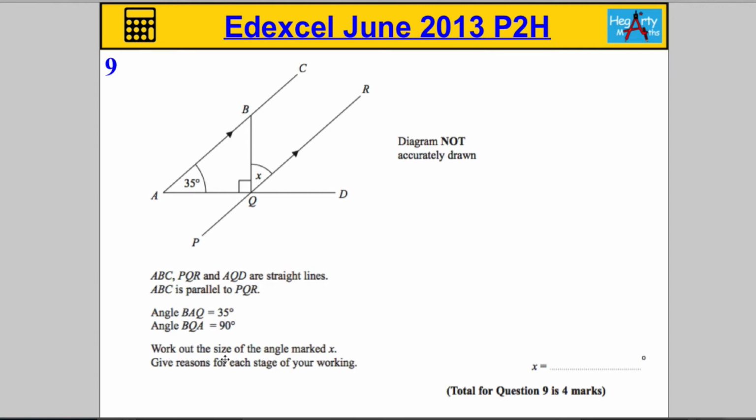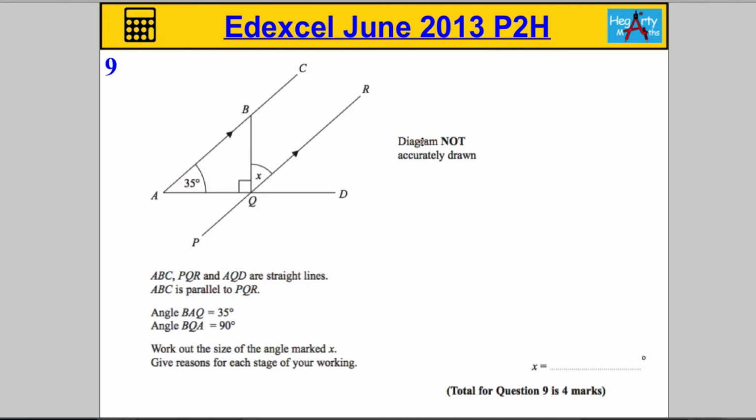Question 9. ABC, PQR and AQD are straight lines. ABC is parallel to PQR. The angle BAQ is 35. BQA is 90. We're asked to work out the size of the angle marked X, and we need to give reasons for each stage of the working.